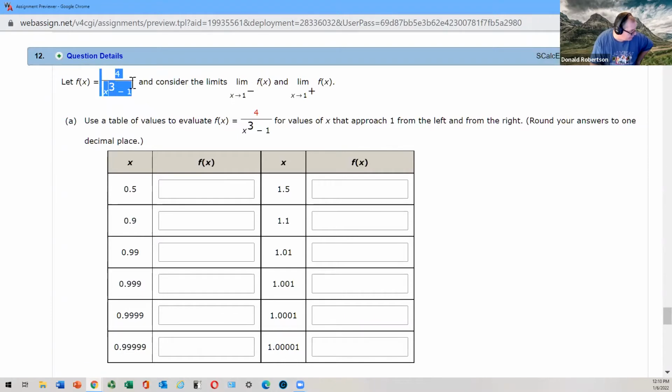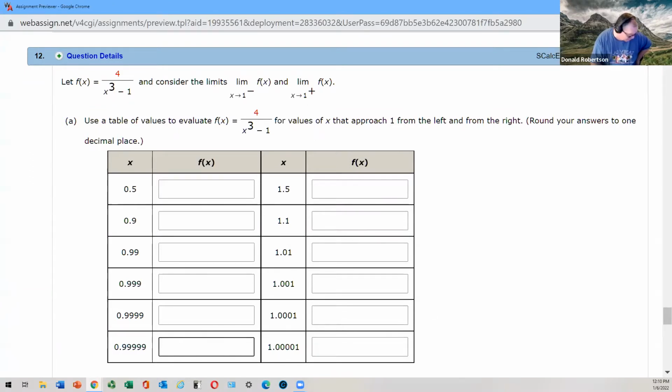Here is the function. It's a rational function, 4 over x cubed minus 1. It definitely has a problem at 1. We are going to try and find this limit and this limit by using a table of values. Do you see that you've got lots and lots of values of x? For every single one of these values of x, won't we evaluate this function and write down the numbers that we get? This will give us an idea of what the left limit is and what the right limit is.